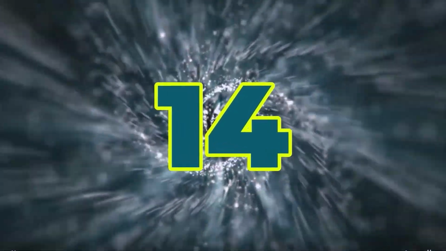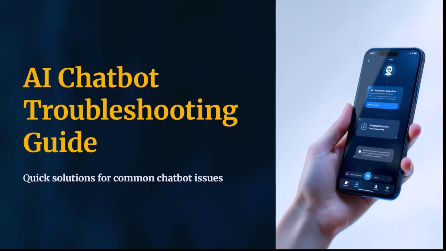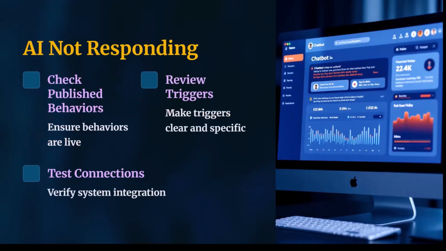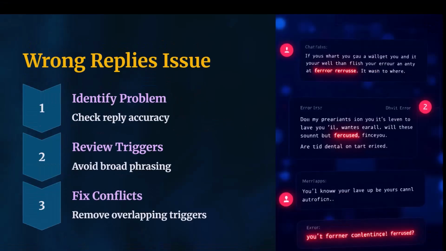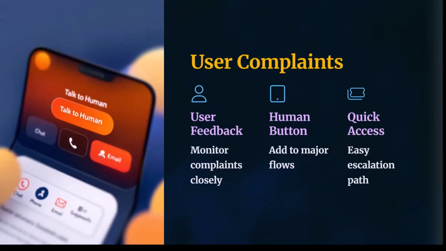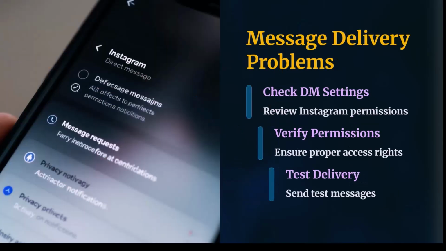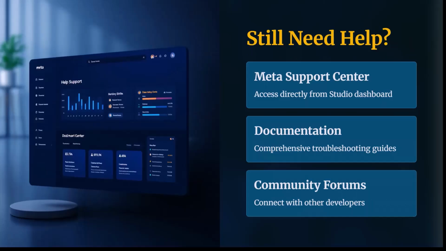Section 14. Troubleshooting. Having trouble? Here are a few common issues beginners run into. AI not responding? Check if your behaviors are published and that your triggers are clear. Wrong replies? Review your triggers. Sometimes the phrasing might be too broad or conflicting. User complaints? Add a quick Talk to Human button in every major flow. Messages not being delivered? Check your Instagram DM settings and permissions. Still stuck? You can access the Meta Support Center directly from the Studio dashboard.